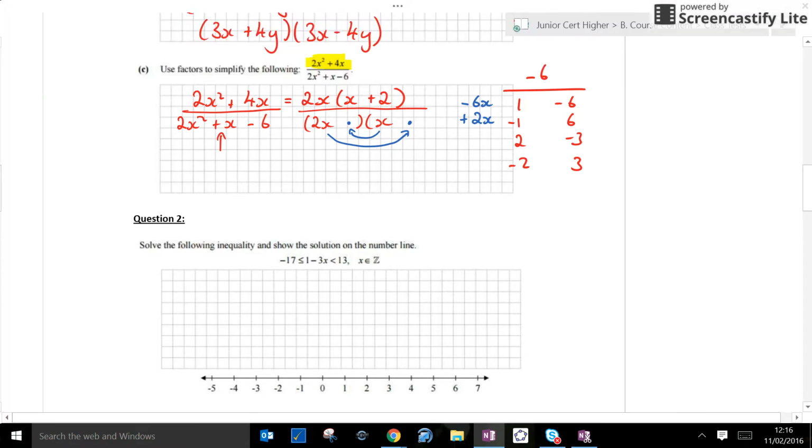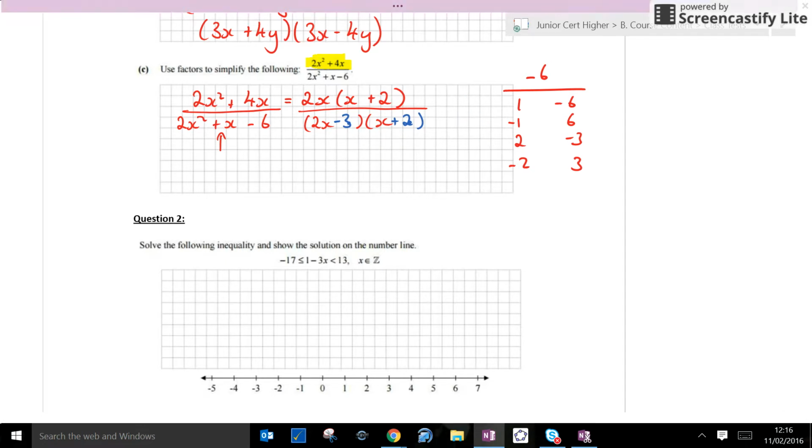Changing it up, let's try another version. Let's try x add 2 and 2x minus 3. Let's do our check this time. 2x by 2 is 4x. Minus 3 by x is subtract 3x, which gives us positive 1x, which is what we were looking for. So therefore we have found the correct factors.